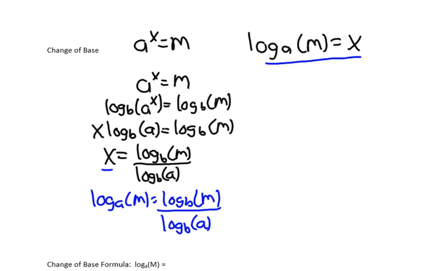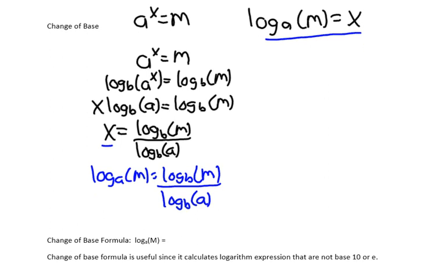So I'm going to write it again underneath. Log base a of m is equal to log base b of m divided by log base b of a. Now that base b can be anything as long as it's consistent in the numerator and the denominator like it is in this formula. So the change of base formula is useful since it calculates logarithmic expressions that are not base 10 or base e.